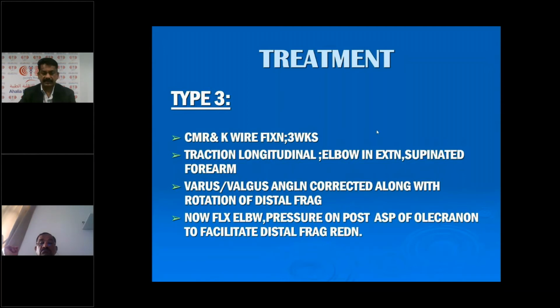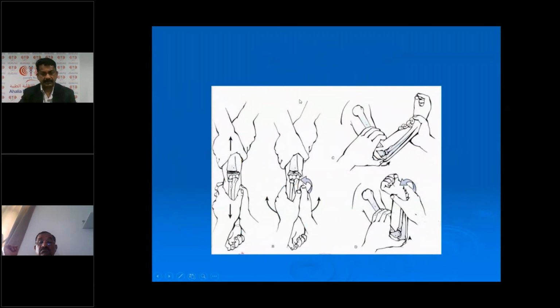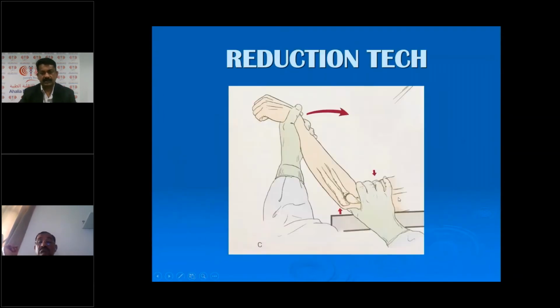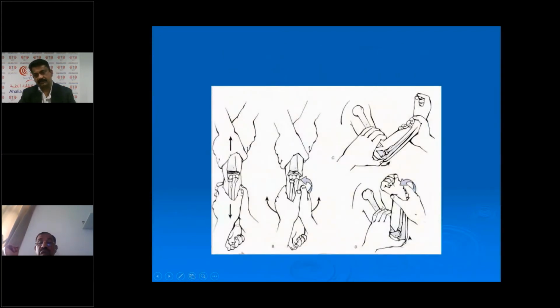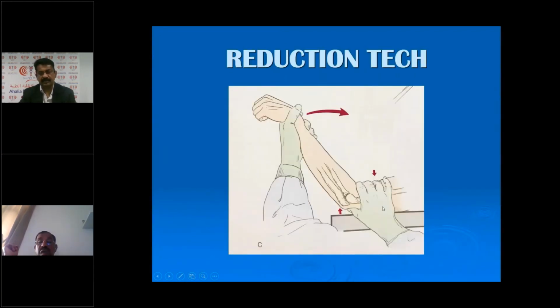Varus and valgus is corrected, angulation is corrected in this position along with the rotation of the distal fragment. Now with the pressure on the posterior, this is how we do it. Once that is done, pressure is applied on the proximal fragment posteriorly, and you milk the olecranon anteriorly, and once we are doing that with the non-dominant hand, we will flex the elbow.